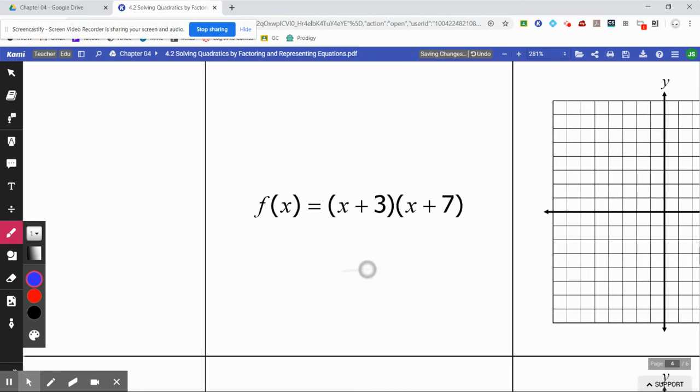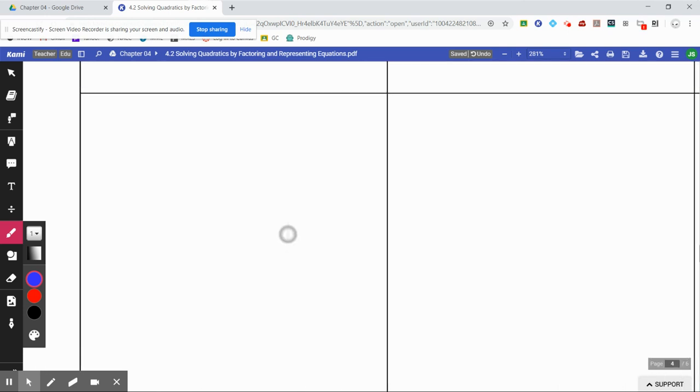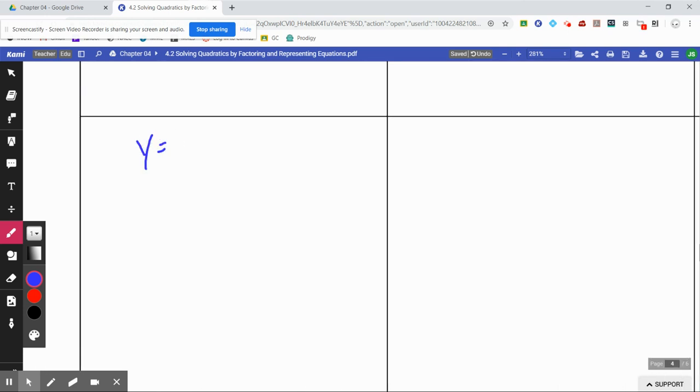The next one, they give you a factored form of x plus 3 times x plus 7. So therefore, let me write that down.